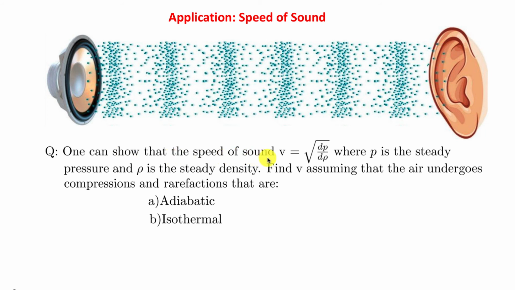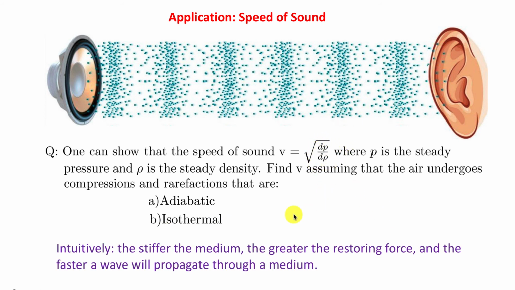We are given that the speed of sound v is the square root of this quantity. This is the derivative of the pressure with respect to the density of air. Here, P is the steady pressure and rho is the steady density, meaning that these small fluctuations of pressure and density are because of this loudspeaker. Turn off this loudspeaker and what you would get is the ambient or the steady pressure and steady density. We're given this formula. I'll just explain how it could be derived. We are asked to find v assuming that the air undergoes compressions and rarefactions that are either adiabatic or isothermal.